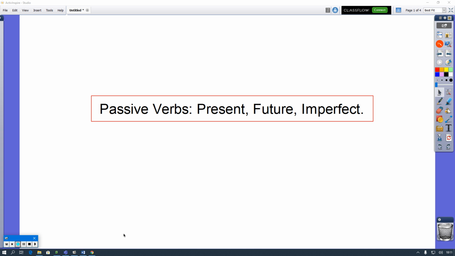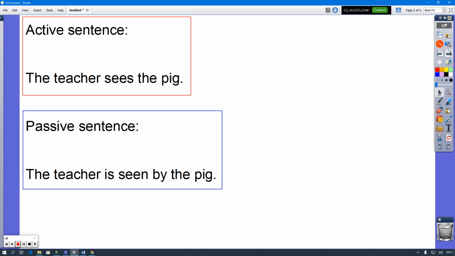This video is about the difference between active and passive sentences in English and Latin, and how to spot passive verbs in the present, future and imperfect tenses. An active sentence is when we have a subject, a verb, often an object, but it's where the subject actually does the verb. So in my active sentence, the teacher is doing the seeing.